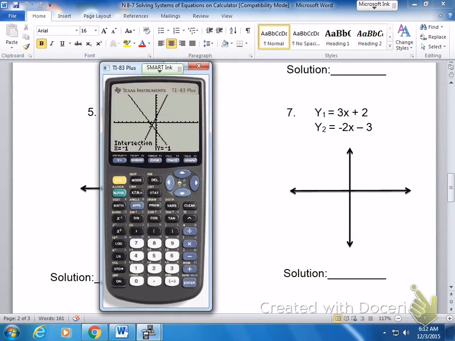It actually gives it to us in terms of y1 and y2, so let's go ahead and clear out our other equations and put these in. I have 3x plus 2, and I have negative 2x minus 3. Again, I can go into graph. It looks like they were the same equations. We could sketch that out. Again, second trace, 5. Get as close to intersection as you want. Enter 3 times. And again, this one was negative 1, negative 1.